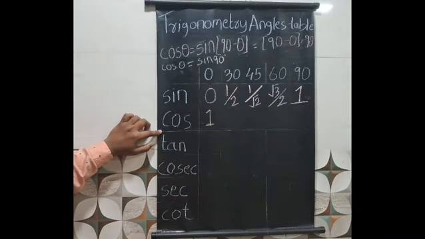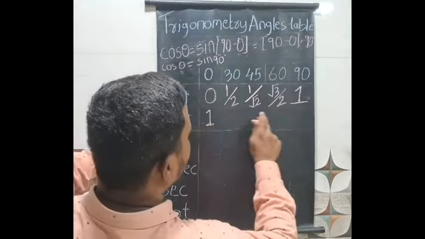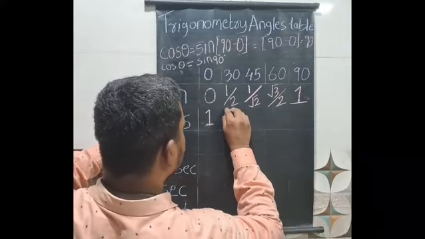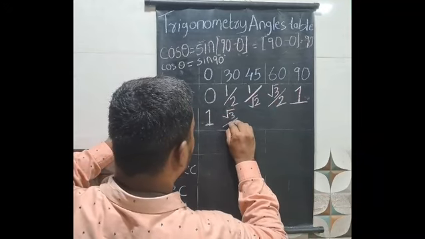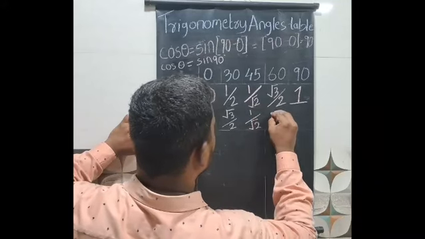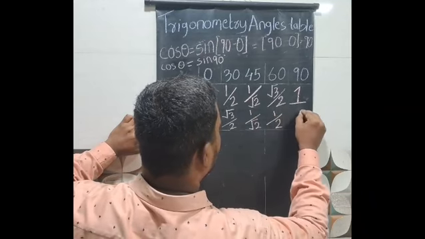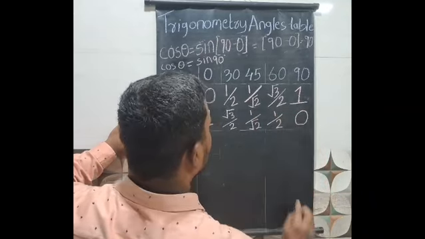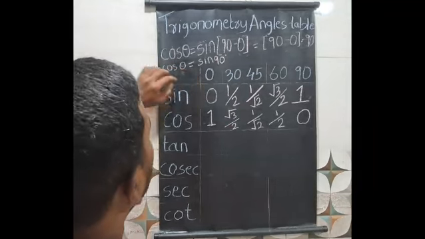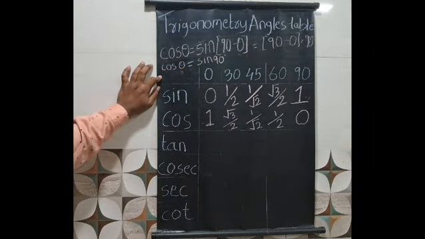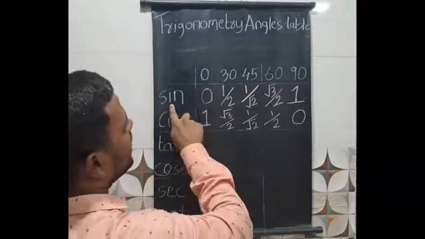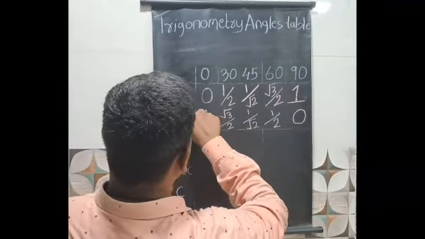To simplify this, we have to write these values in reverse order. So we have the 1 over here, then root 3 upon 2, then 1 upon root 2, 1 upon 2, and 0. All these values are derived from the formula for complementary angles. This is simply the reverse order of sine. Over here we have derived the angle values for sine and for cos.